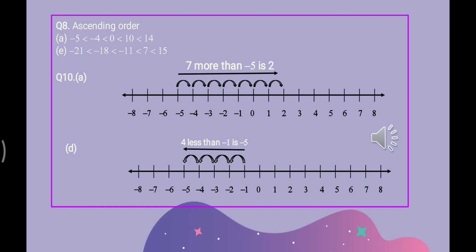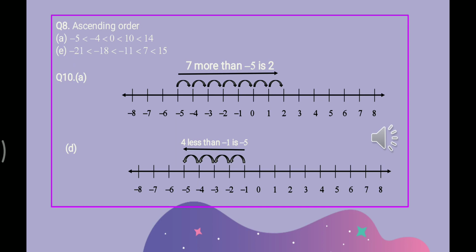So you can see in A part, minus 5 is less than minus 4, even though 5 is greater than 4, but since we have the minus sign with 5, it makes its value lesser. So minus 5 is less than minus 4, and then minus 4 is less than 0, since these negative numbers are on the left-hand side of the number line and they are less than 0. Similarly, you go on, 0 is less than 10 and 10 is less than 14.